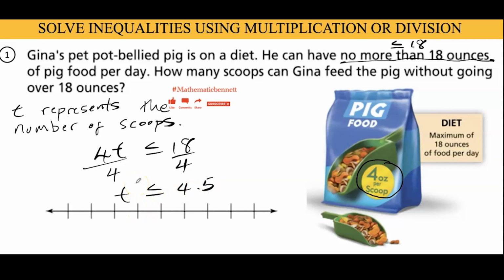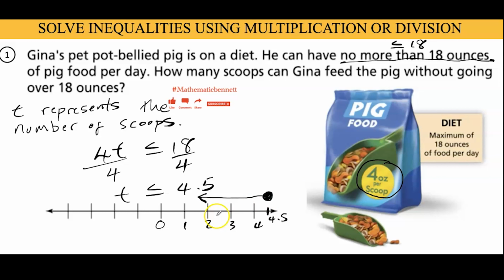Okay, let us represent this on our number line. So we can have 0, 1, 2, 3, 4. So 4.5 would be right there. Alright, so we put a circle at 4.5, and since it's equal to 4.5 as well, we can shade our circle, and it should be less than. So we go this way with our arrow to the left. So we have a solid circle, and our arrow is going to the left.